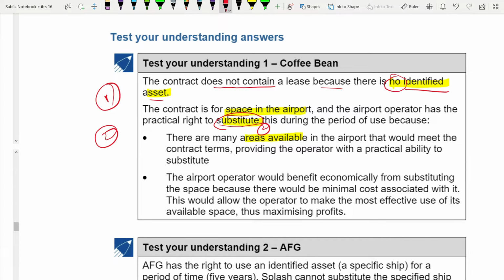One, they told that there are many areas in the airport that can meet this contract's terms. And also it is economically beneficial for the airport operator to switch. Why? Because they told the costs are minimal, isn't it? So they can easily substitute it. Okay, so it's not a lease.